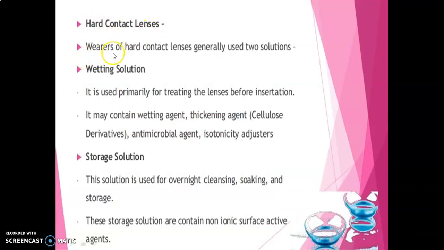Wearers of hard contact lenses generally use two solutions. Wetting solution is used primarily for treating the lenses before insertion. It may contain a wetting agent, thickening agent, that is cellulose derivatives, antimicrobial agent, and isotonicity adjuster. Then storage solution: this solution is used for overnight cleansing, soaking and storage. These storage solutions contain non-ionic surface active agents.